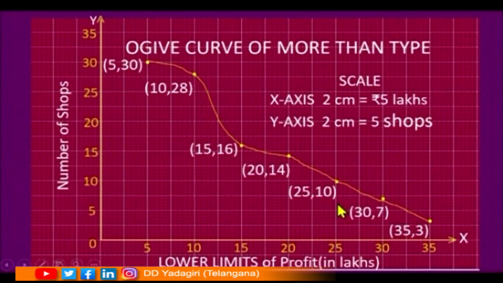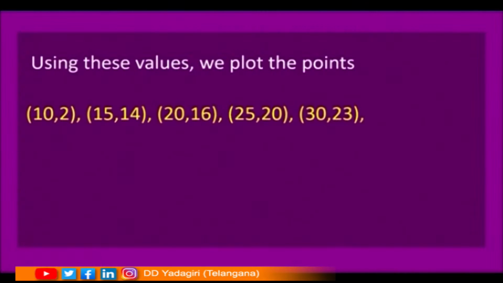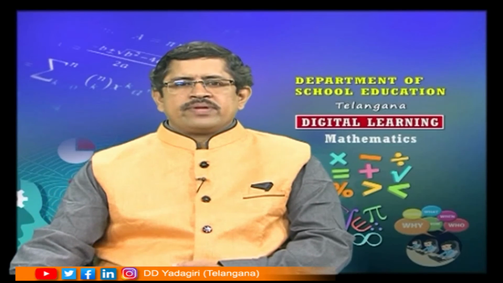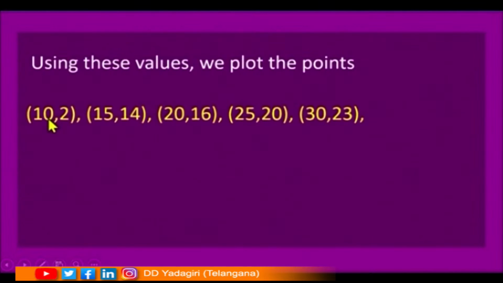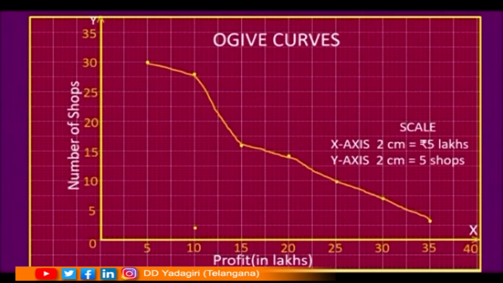Now, on the same graph we are going to take the less than OG curve. Using these values, we plot the points. This time we are going to take upper boundaries and less than cumulative frequencies from the table. The upper boundaries are 10, 15, 20, 25, 30, 35, and 40, and the corresponding less than cumulative frequencies are 2, 14, 16, 20, 23, 27, and 30. We are going to represent this on a graph sheet. These points are represented on the graph sheet like this.